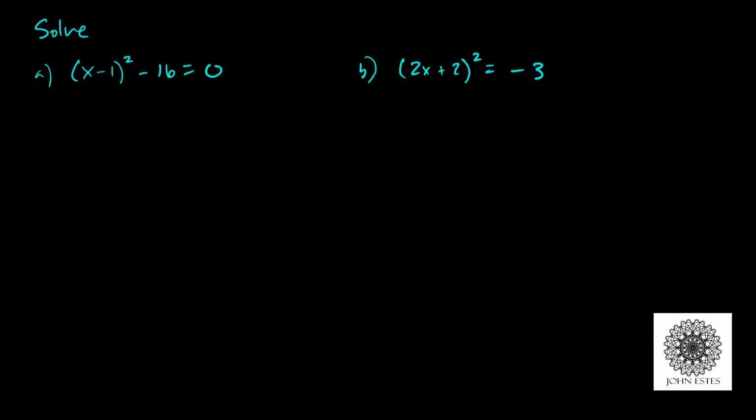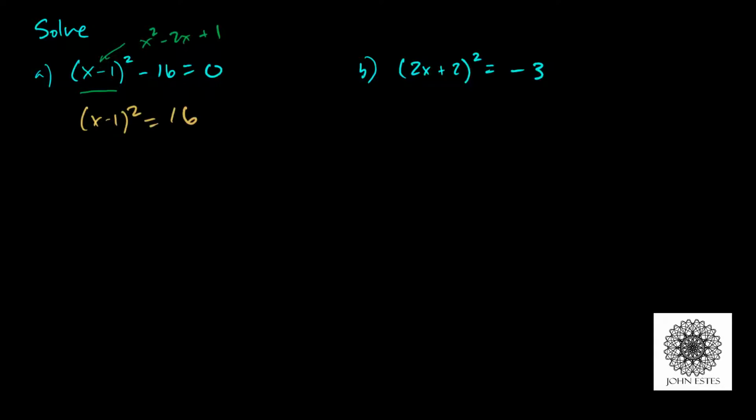Here we have a couple examples of quadratic equations that we can solve using the square root property. The first one says we have x minus 1 quantity squared minus 16. What I want to do here is get the squared part by itself. And if you're wondering, is this really a quadratic equation? Yes, it is, because if you square this out, you'd end up with a squared term. Okay, so this is a quadratic equation. First of all, I need to get the squared part by itself. So I'm going to say x minus 1 squared equals a positive 16.